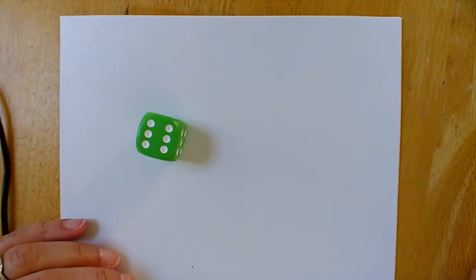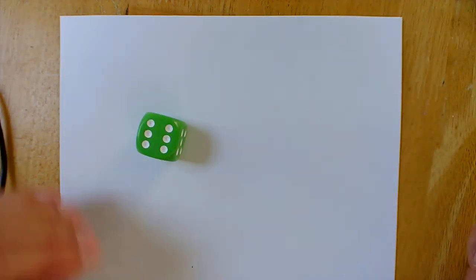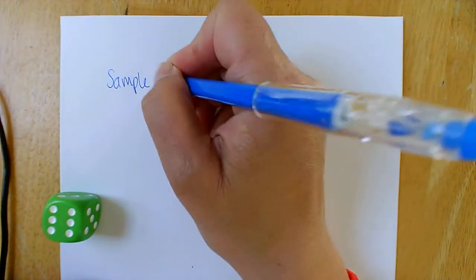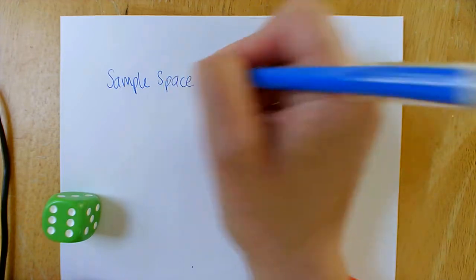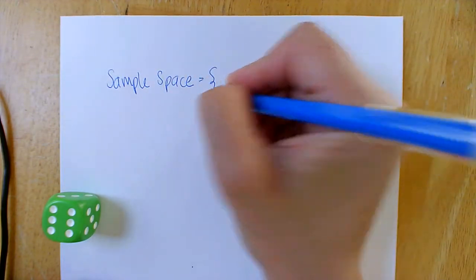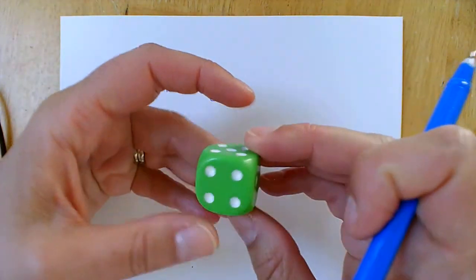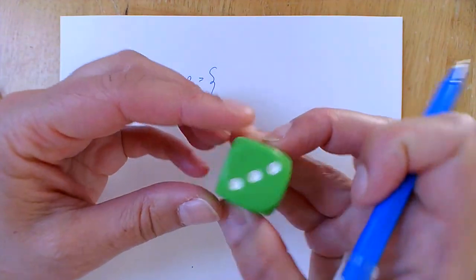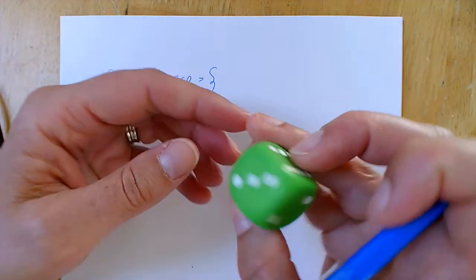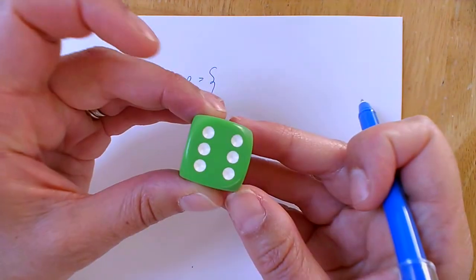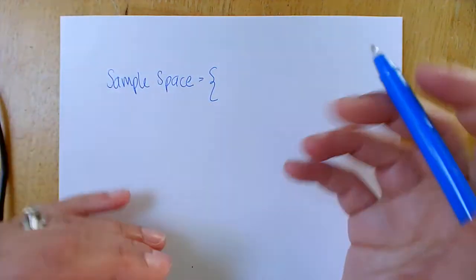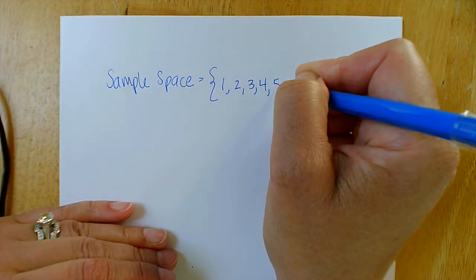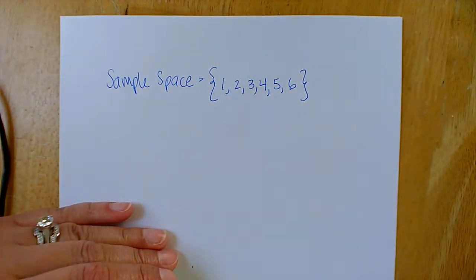The first thing when we find probabilities is we have to find the sample space. So remember, our sample space is all of the outcomes that are likely to come up. So let's take a look at our die. It has 6 sides. We have a 1, a 2, a 3, a 4, a 5, a 6, and that's it. 6 sides. So we have numbers 1, 2, 3, 4, 5, and 6. And that's our sample space.